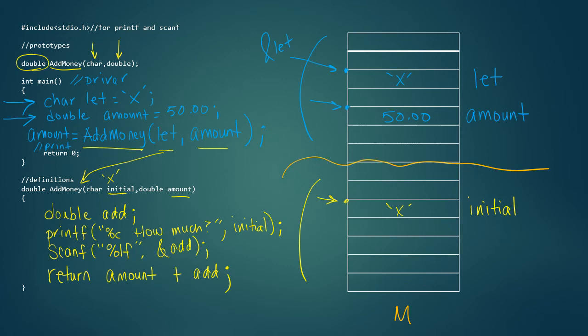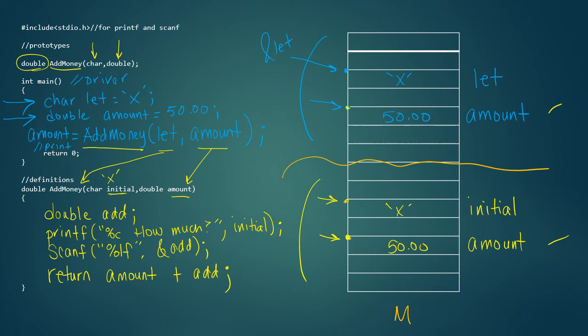Then amount is going to get declared and assigned the value of $50. Now, amount also has an address, and you will notice that there's an amount variable in the add money function, and there's also an amount variable in the main function. Those are two different variables. They could have completely different names. They have completely different addresses, different locations in memory. So even though they have the same name, they are two completely different variables. One is local to the add money function, the other one is local to the main function.